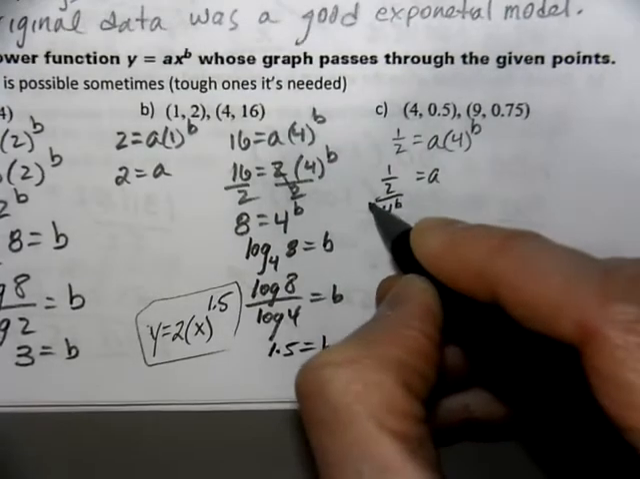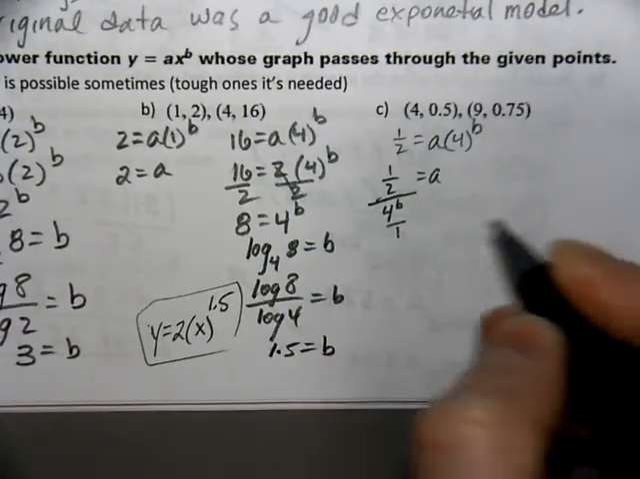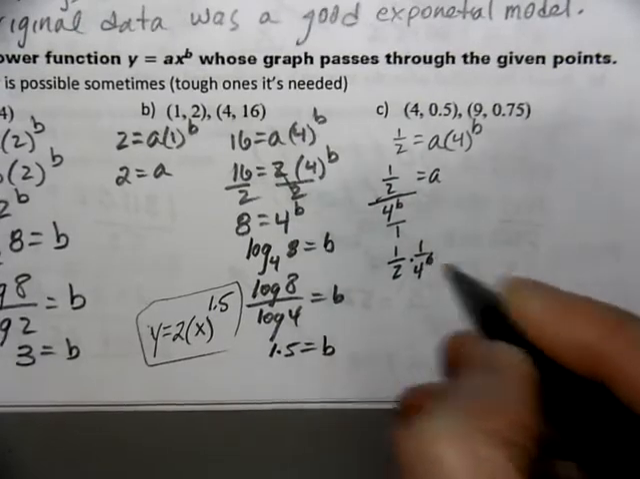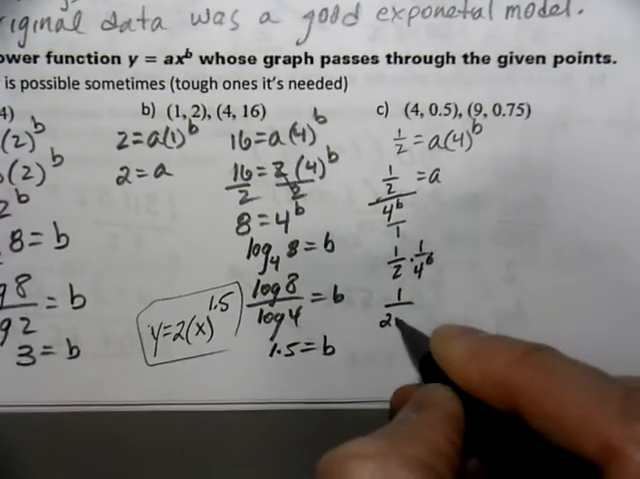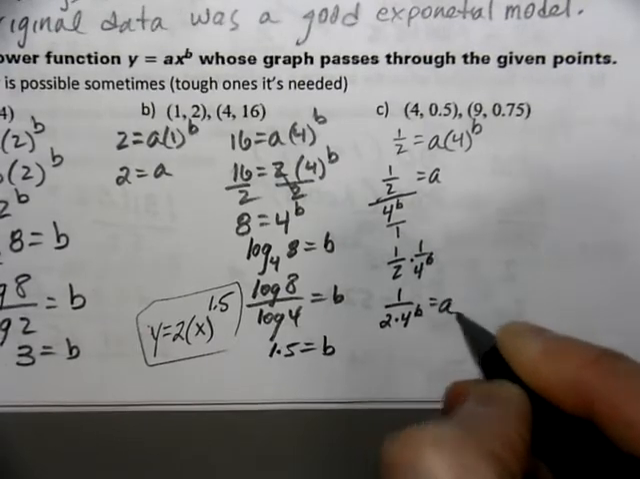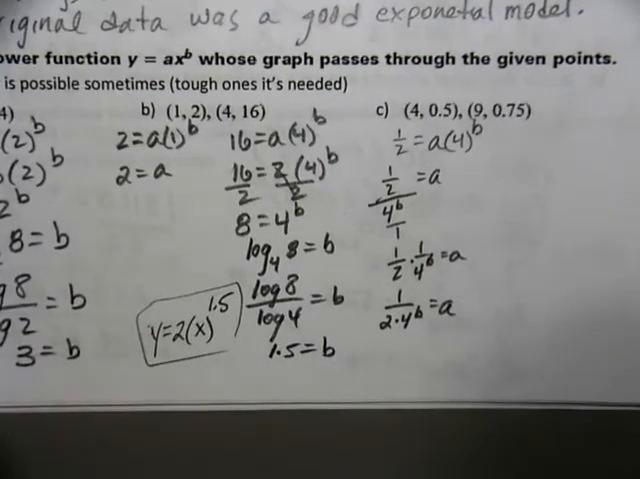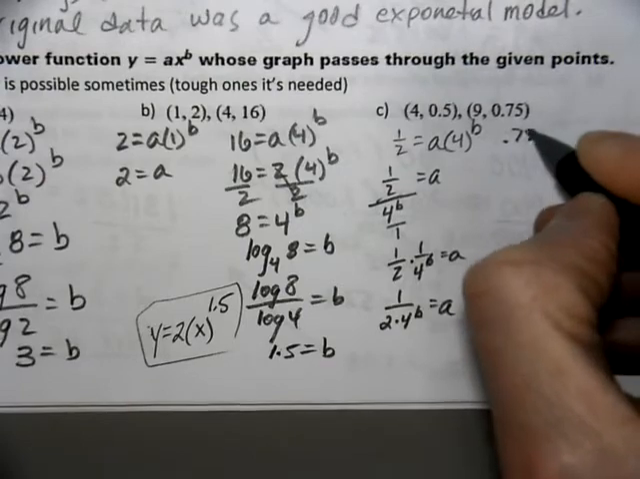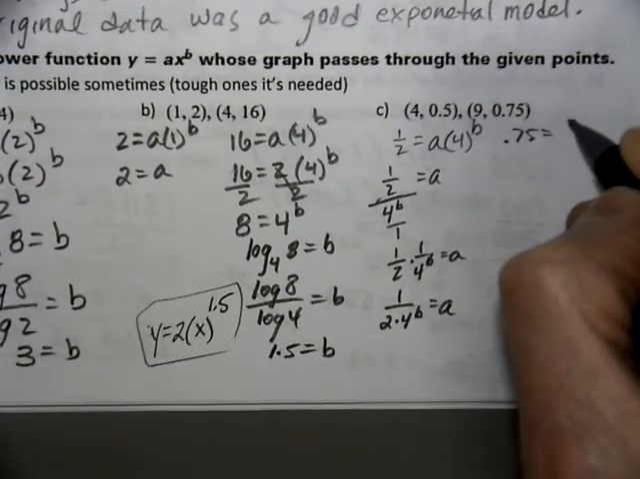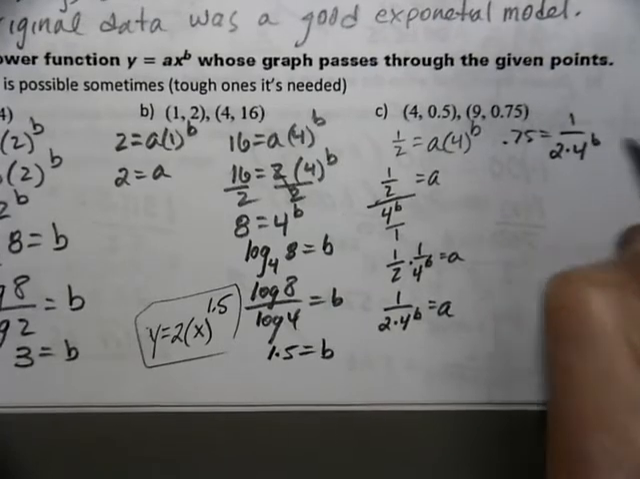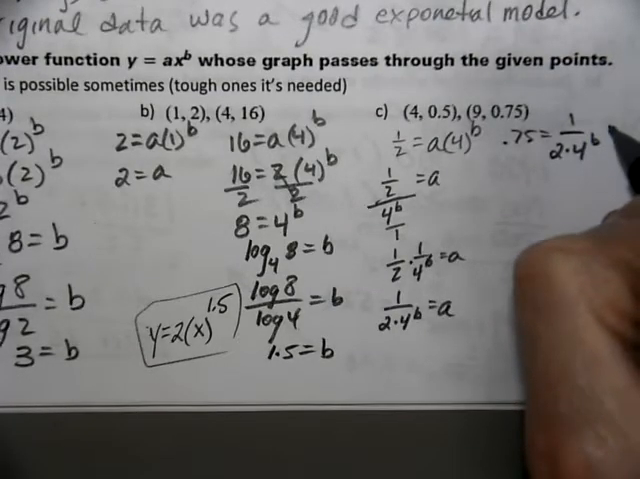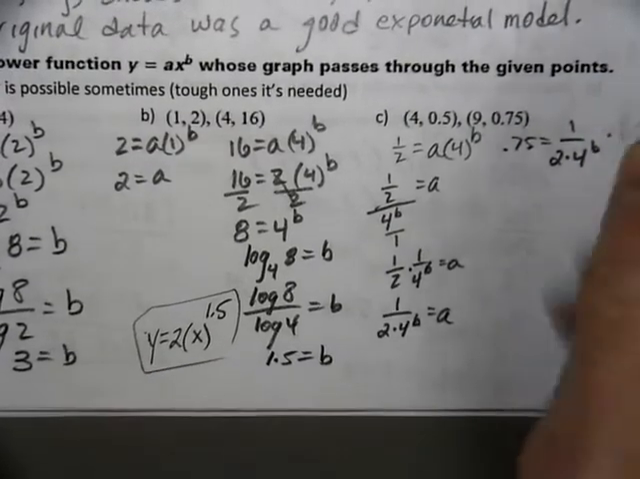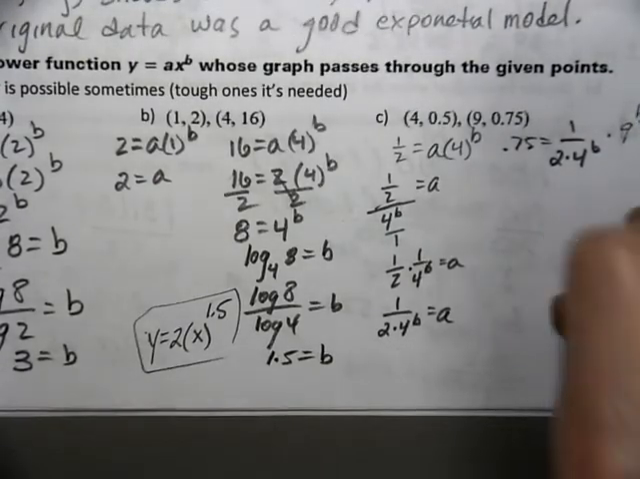4 to the b. Now remember, when you have a fraction and a fraction, you make them both fractions, and you multiply by the reciprocal. So this becomes 1 over 2 times 4 to the power of b. It's not 8. So then over here, we're going to say 0.75 equals our a, which is 1 over 2 times 4 to the power of b, times b, well, that's our x, so let's say 9 to the power of b.